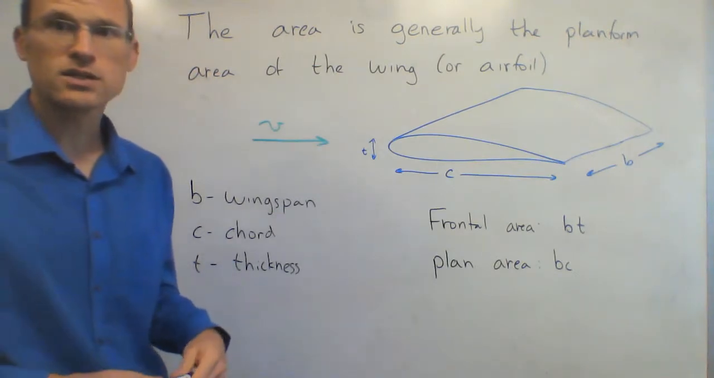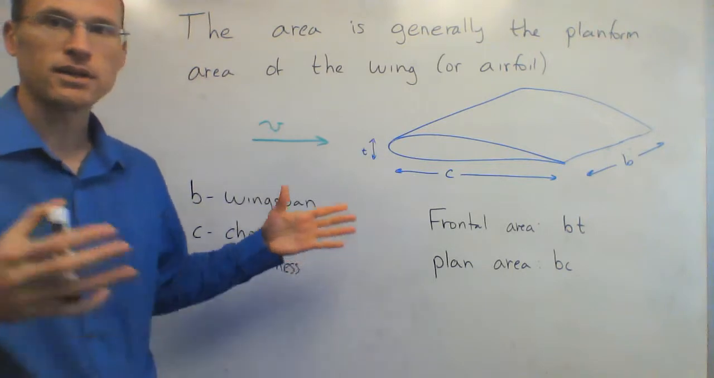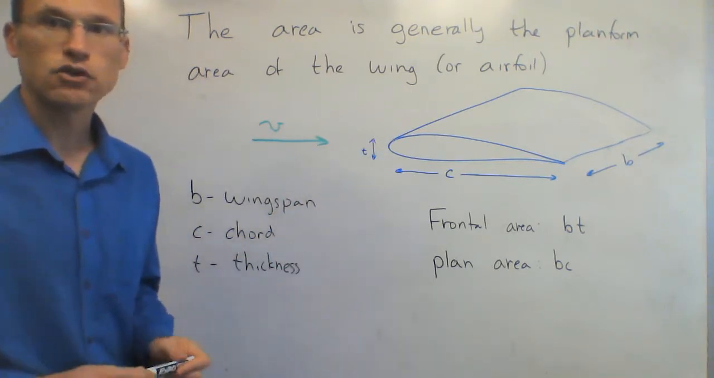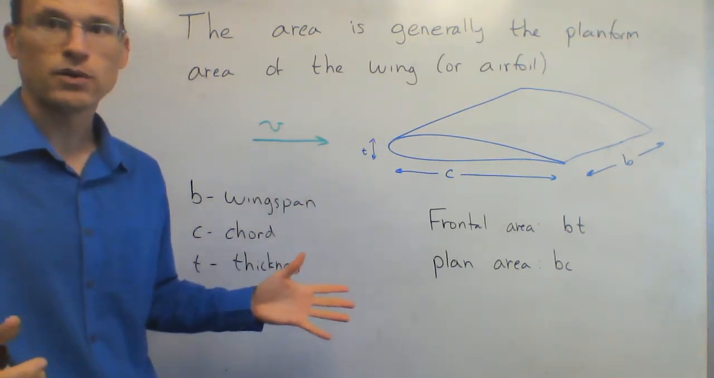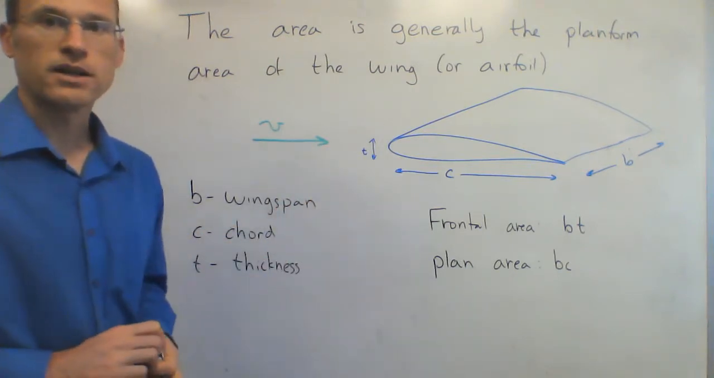And generally when we do this, we're just dealing with a wing. So when I say wingspan, I mean the entire wing. Generally that's all we're looking at. We don't care about the plane in the middle. So wingspan is the entire wingspan of the plane.